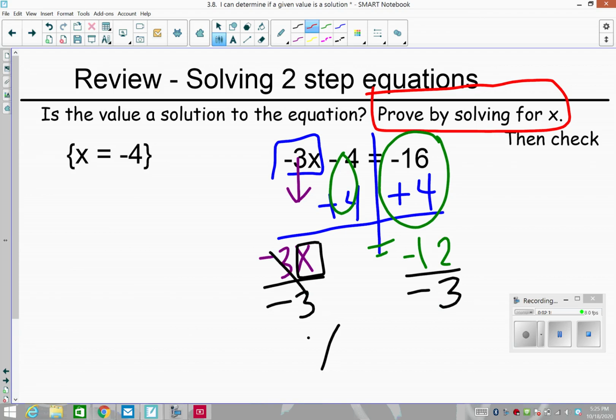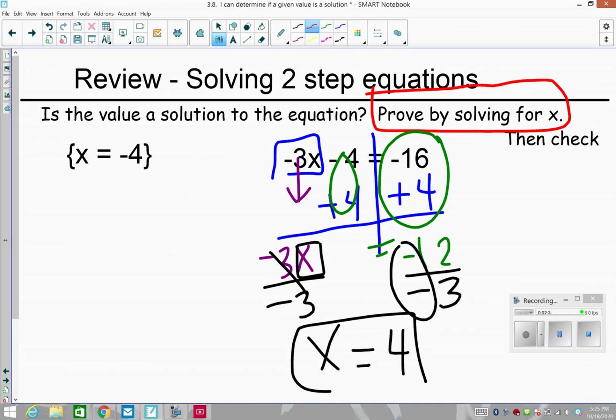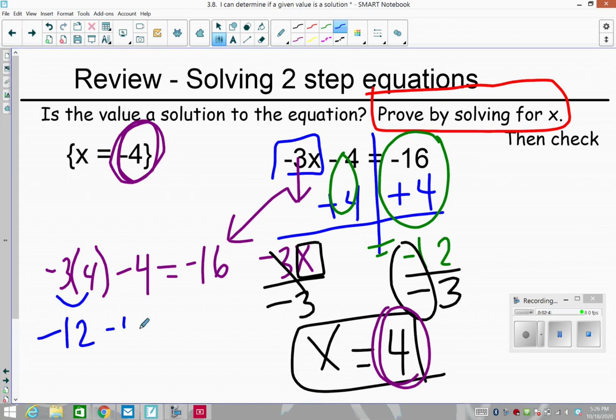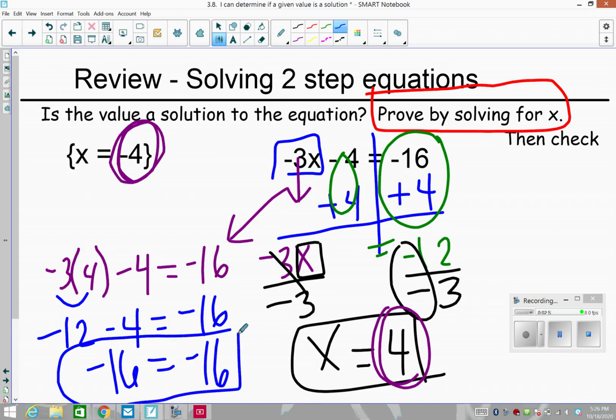So we're left with x is equal to negative divided by negative, which is positive 4. It's asking here, is the solution -4? We got positive 4. So let's plug in and see. -3 times the solution we got, which is 4, minus 4, does that equal -16? So we get -12 minus 4, does that equal -16? Is it true that -16 equals -16? Yeah, that's true. So 4 is the solution.